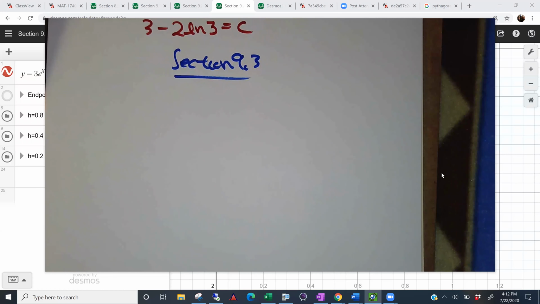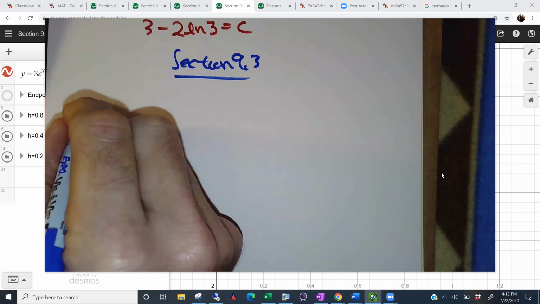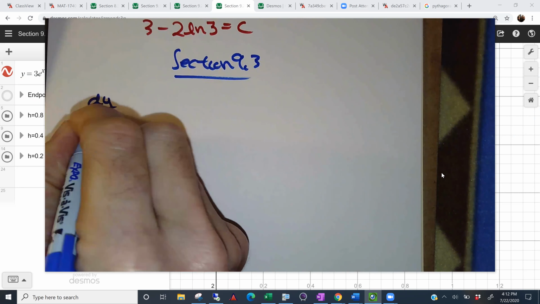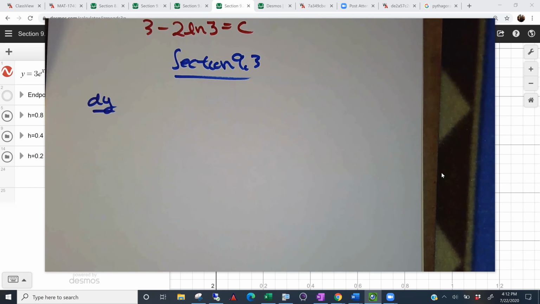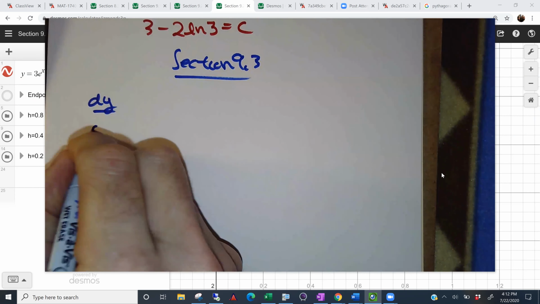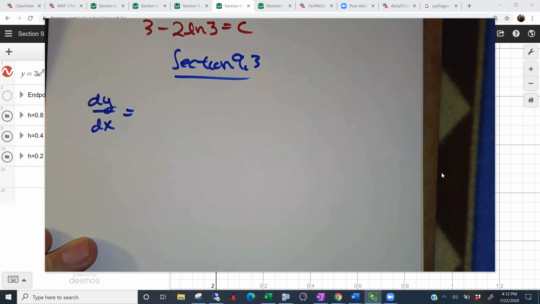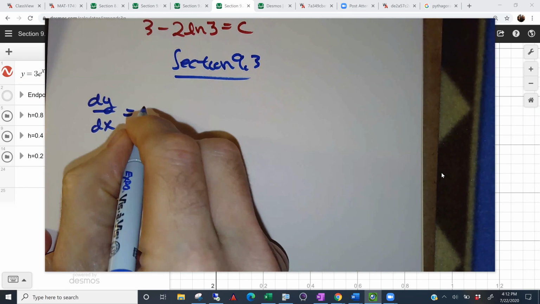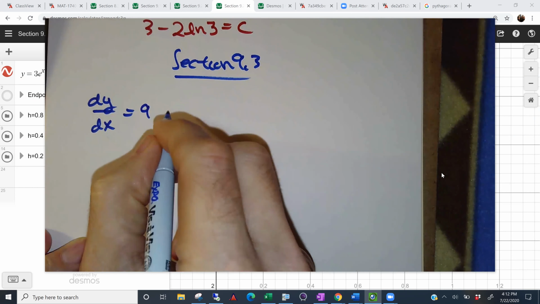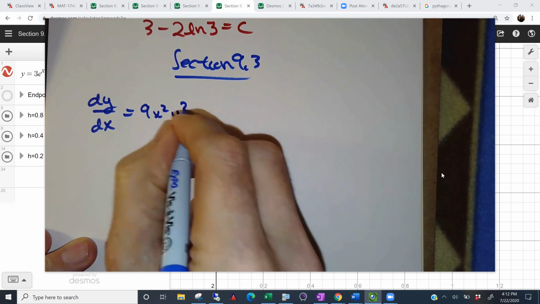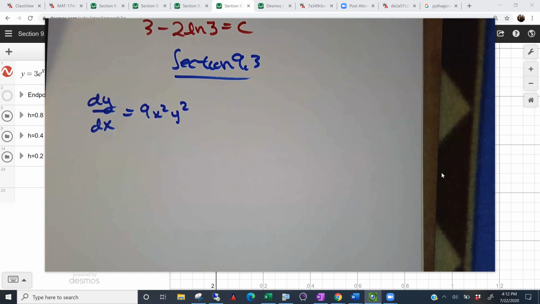So what we're going to do in section 9.3 is actually go after solving differential equations. And some of them we can solve in ways that you saw me work in section 9.1. We'll start with this one. dy/dx equals 9x squared y squared. And the goal here is to get an expression for y.